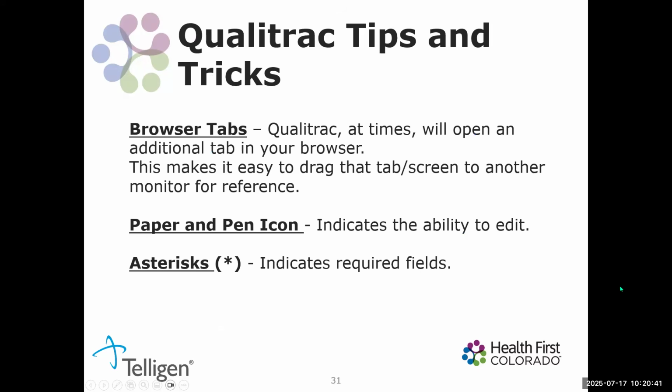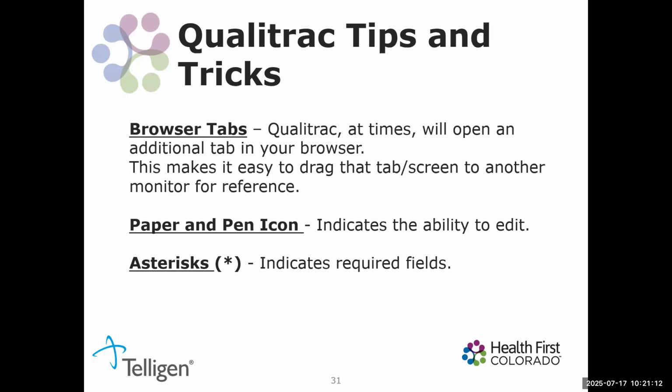So a couple other tips and tricks. Like I said, it's browser tabs. Qualitrac opens them more for convenience as our platform, so it's easy to drag and drop that to another screen. But it is a tab system, so if you don't know where you are, look at the tabs up top, or go back to your Qualitrac icon, your easy button. You may see some paper and pen icons. That means you'll have the ability to edit information. Your asterisk, which you will see a lot, indicates a required field.